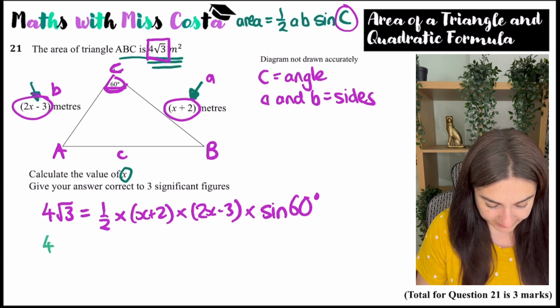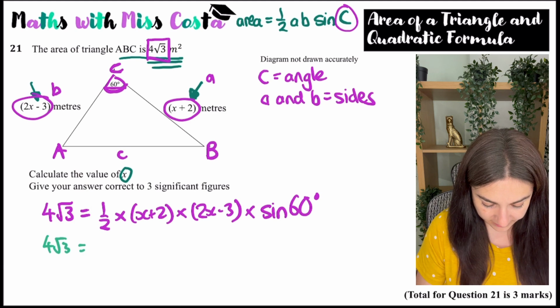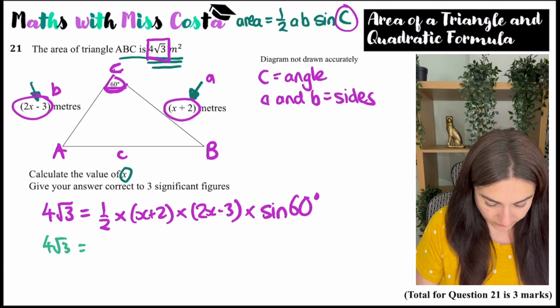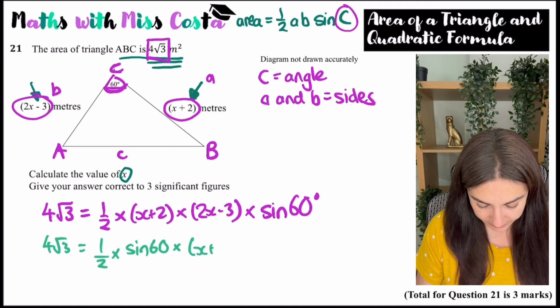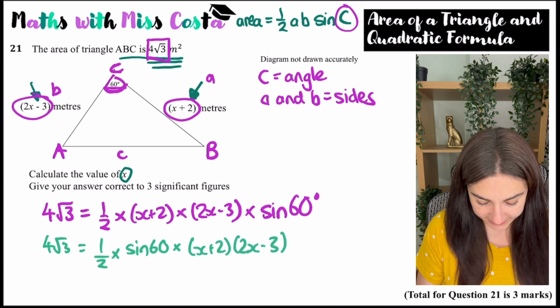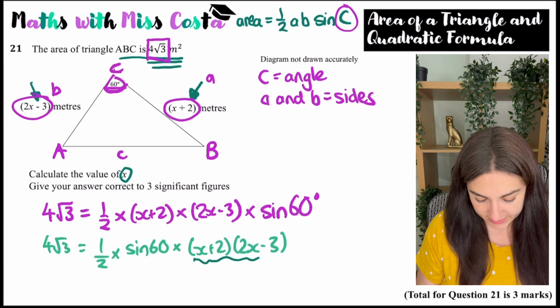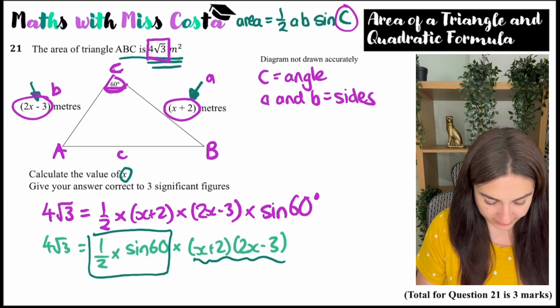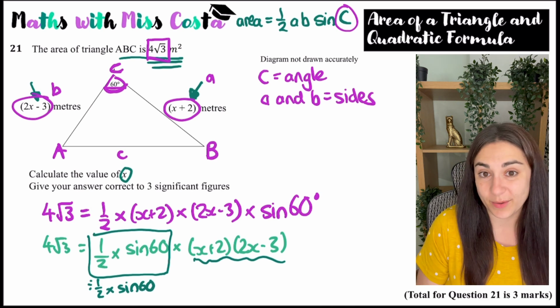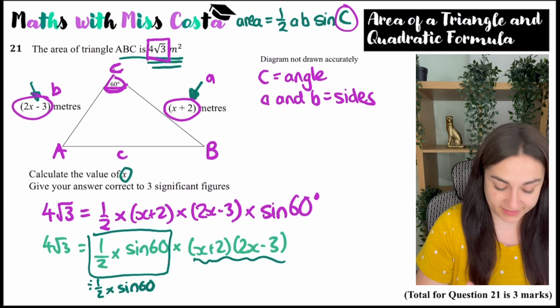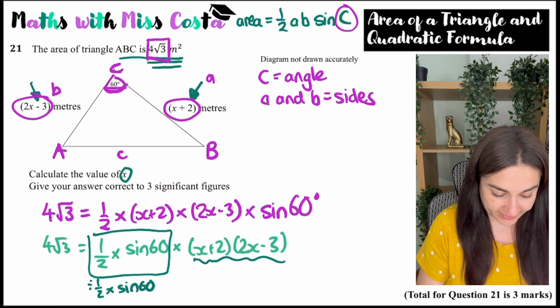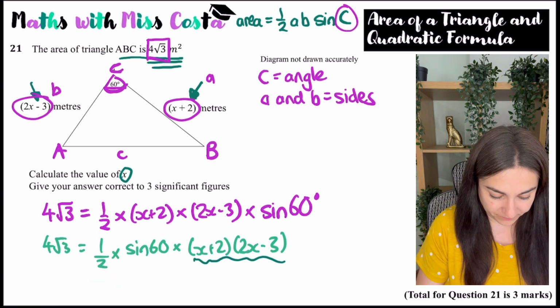Well, I can simplify first. Let's rearrange it so it's all of the things that I can divide by. x plus 2 brackets 2x minus 3. So this is the algebra over here, and this is the numbers. So what I can do is just divide both sides by a half times by sine 60. You can do it step by step. So I could have done 4 root 3 divided by half and then divided by sine 60, or you could do it actually fine. Let's do it step by step, just so that I don't confuse anyone.